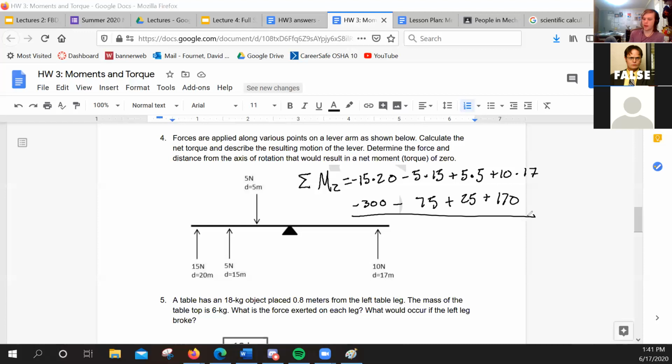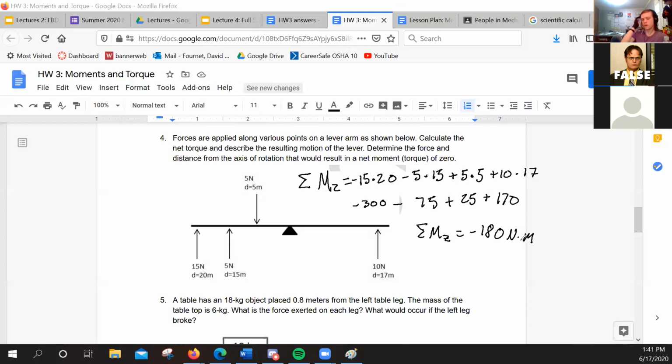So now we just need to add them all together, and that'll give us our net moment. So basically, we'll start with our positives, at least I prefer to. So 170 plus 25 minus 75 minus 300. And that gives us that our sum of moments in the z-axis is equal to negative 180 Newton meters.